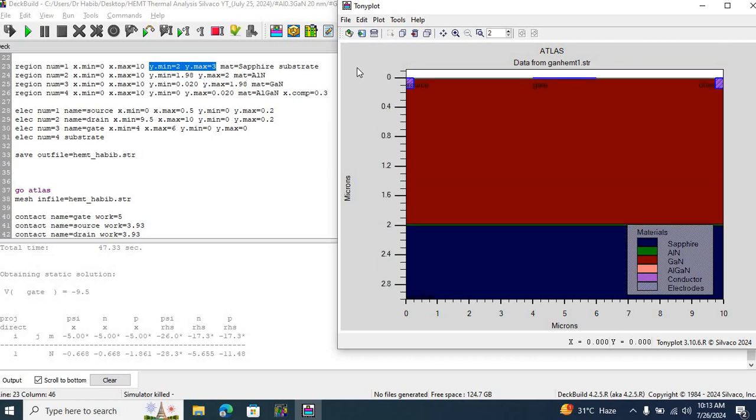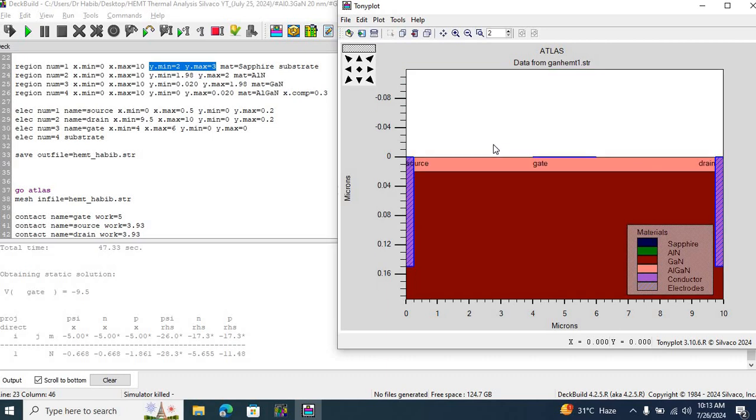Generally, the aluminum nitride nucleation layer is really thin in actual devices as well. Region number 3 is gallium nitride buffer layer, running from 20 nanometers to 1.98 micrometers. So this big region over here is my gallium nitride buffer layer. Then I have the aluminum gallium nitride layer over here forming the heterojunction with this gallium nitride layer, and the aluminum content in this aluminum gallium nitride is 30%.